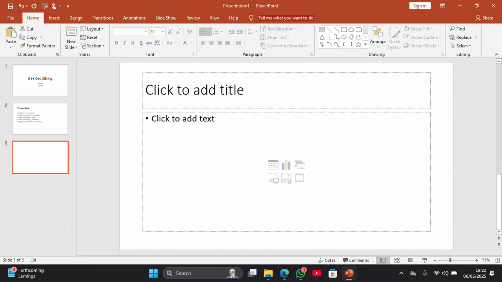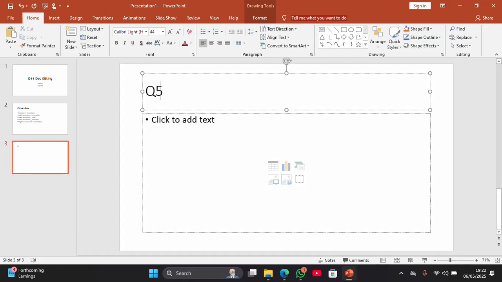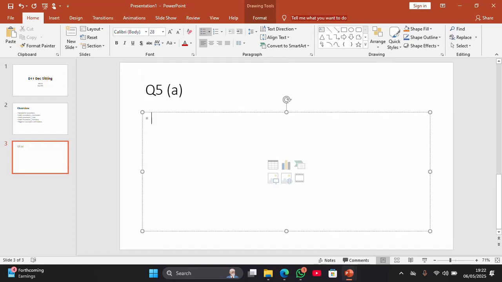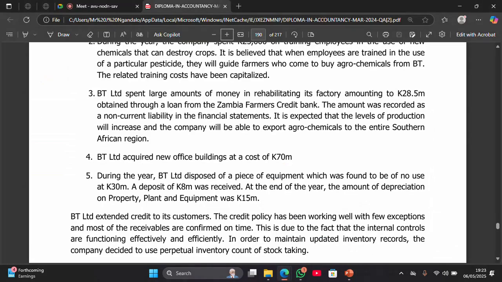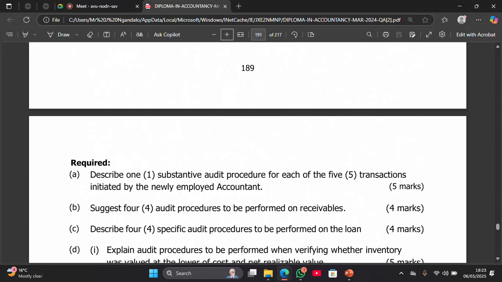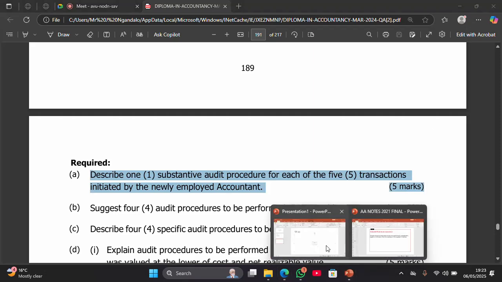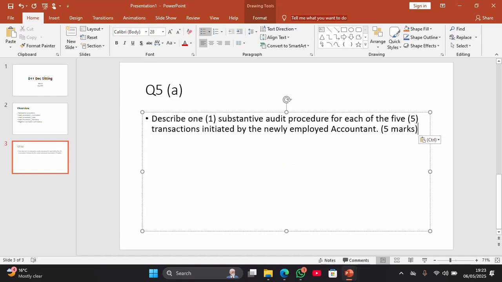So we're going to start with the first question, which is question number 5A. Question number 5A says what? Let's check it out. It says describe. Just about 5 marks, right? Describe substantive procedure for each of the 5 transactions initiated by the newly recruited accountant. Are you able to see that? I'm sure you're able to see that.